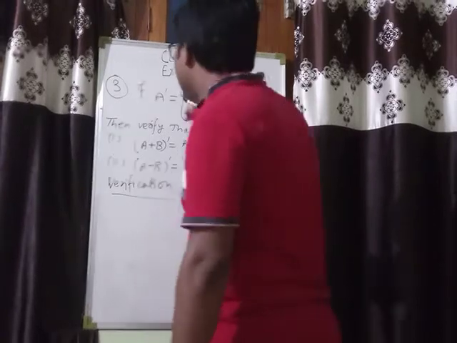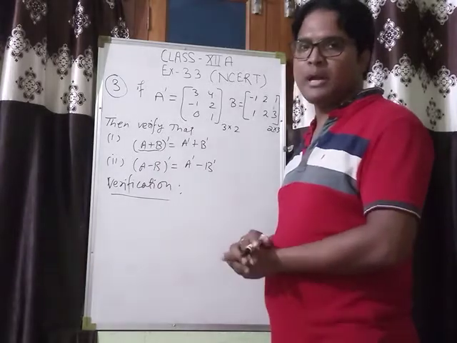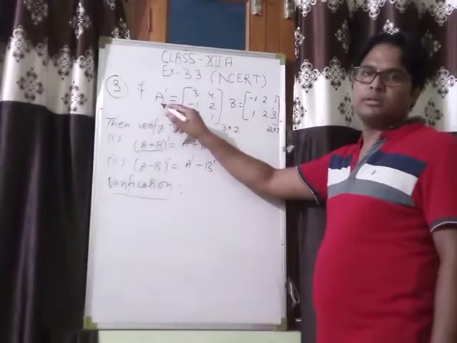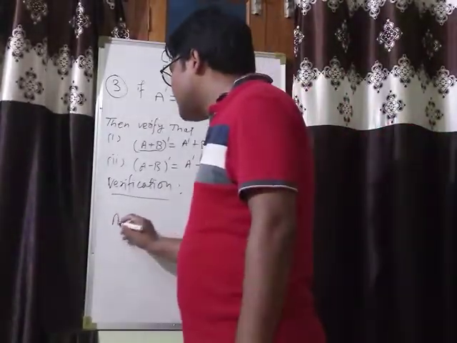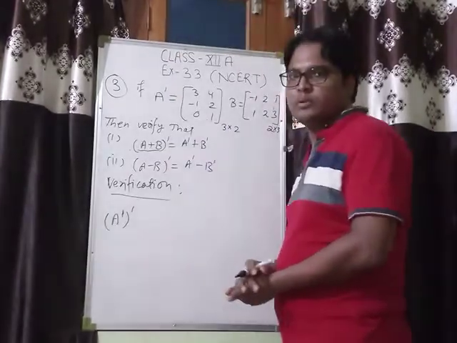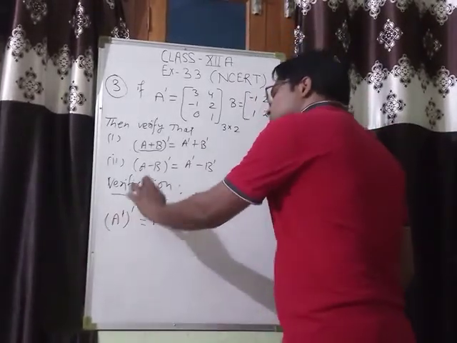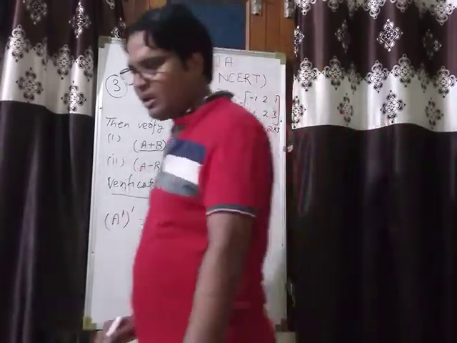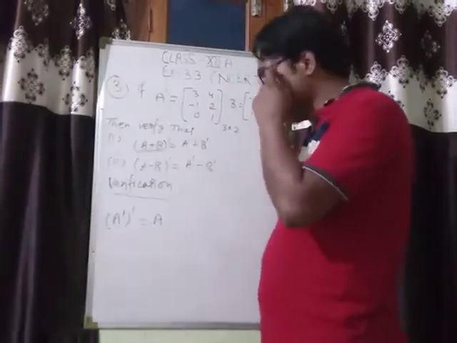First of all, we have to find A plus B. Here B is given but A is not given. Here A transpose is given. We know that the transpose of A transpose is equal to A. When we take the transpose of the transpose of a matrix, we get the original matrix back. That is the last property which I have discussed there.